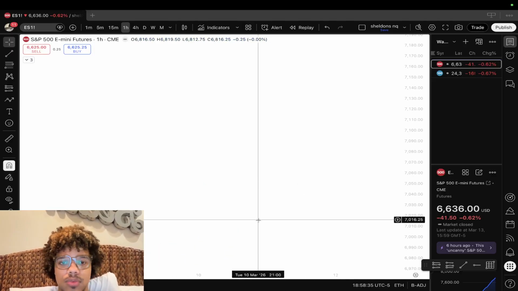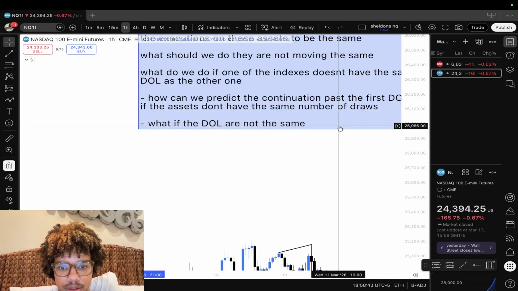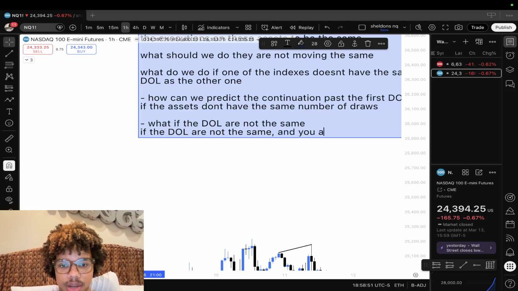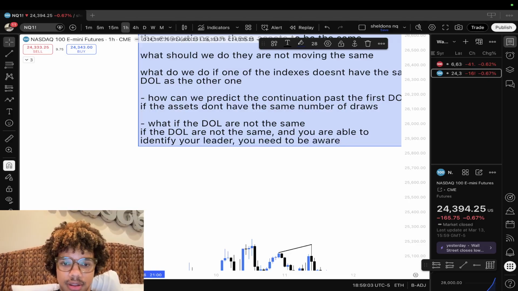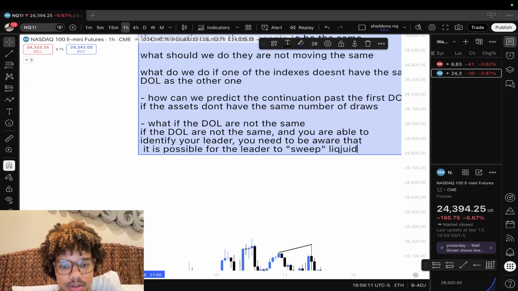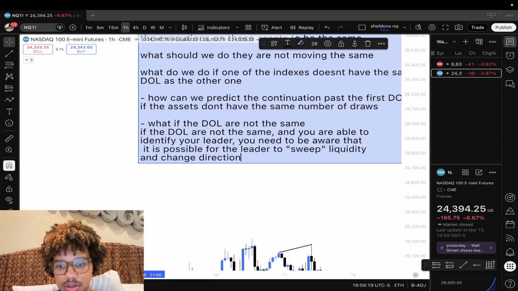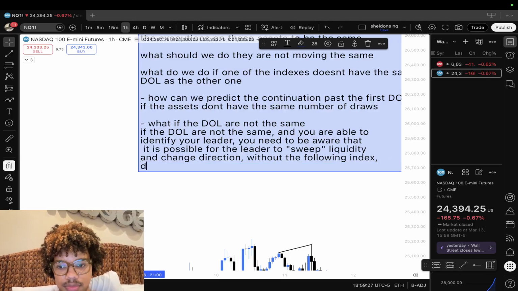So basically, if the draws and liquidity are not the same, and you are able to identify your leader, you need to be aware that it is possible for the leader to sweep liquidity and change direction without the following index being able to take the same draws of liquidity, right?